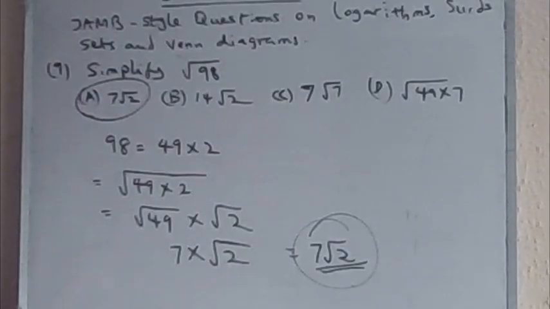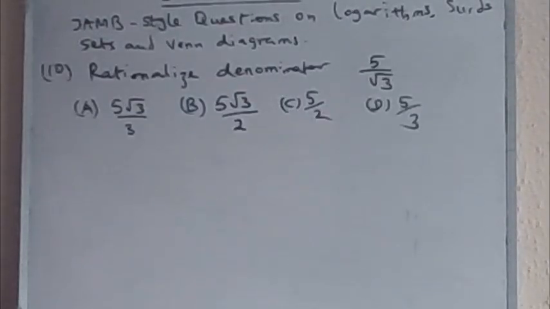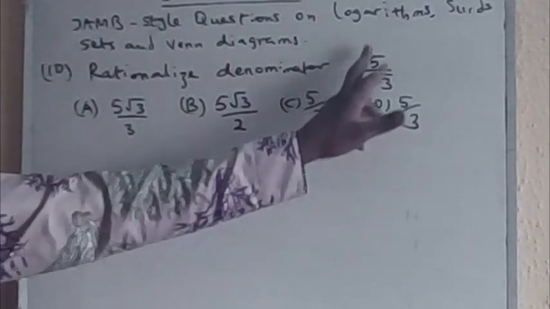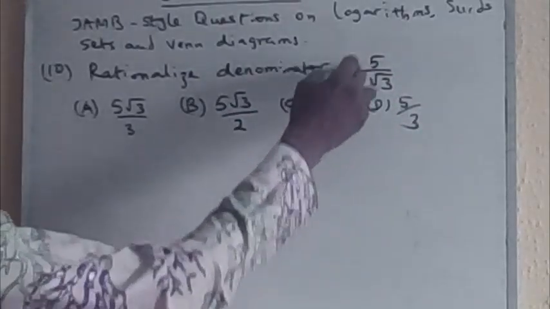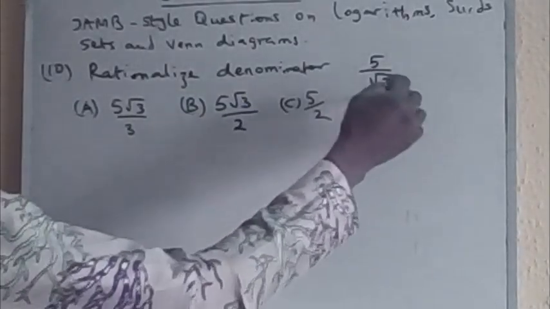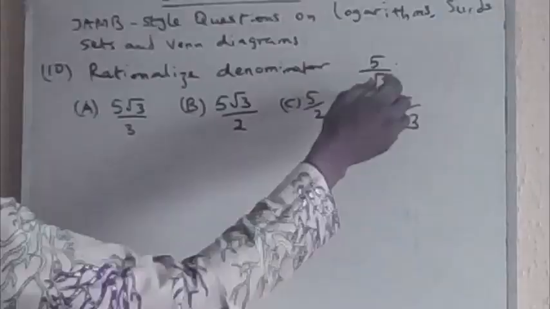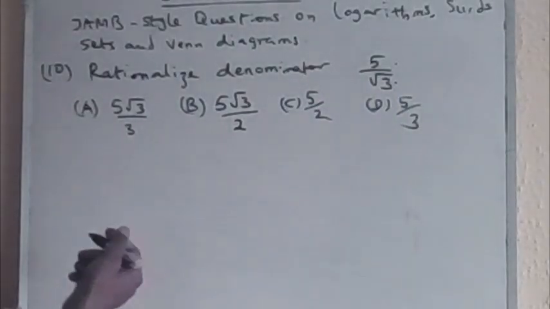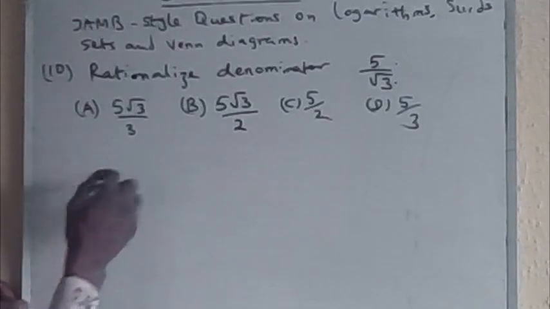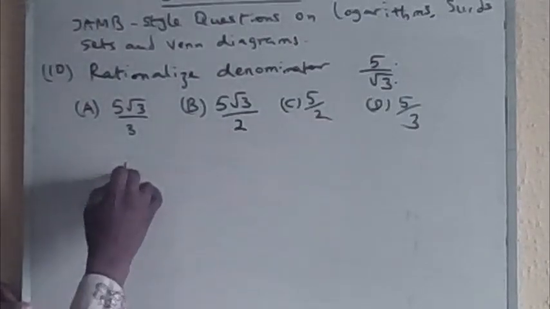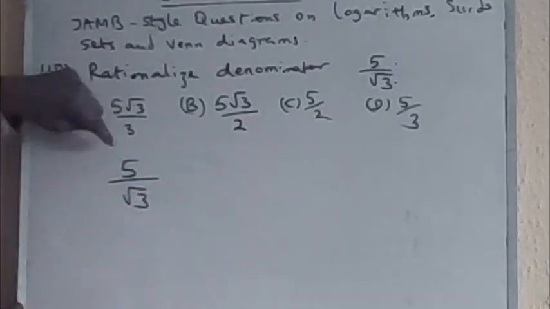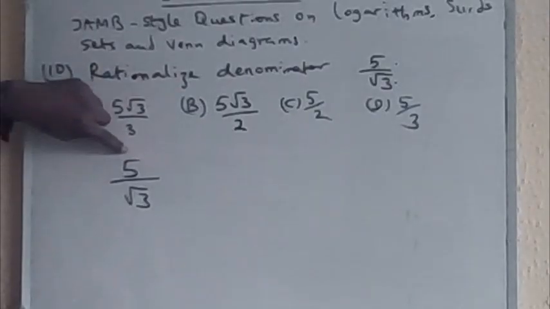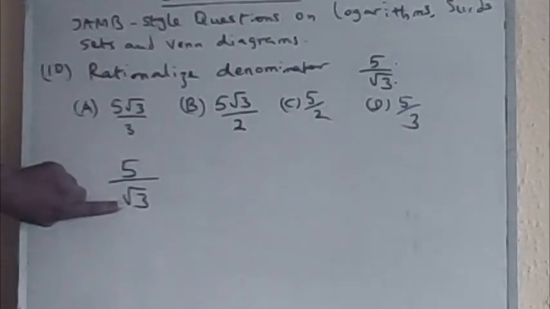Okay, now for number 10, it says rationalize the denominator. That's this one. This is a surd in fractional form. This is the denominator of it, and this is the numerator of it. So we have to rationalize it. What we do to rationalize is to inspect. I'll write out the question again: 5 over root 3. This here is known as the numerator, the number on top of the divisor, and this is the denominator. Now, to rationalize, inspect the denominator.